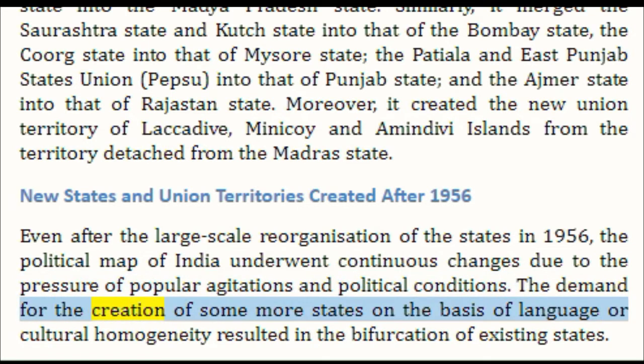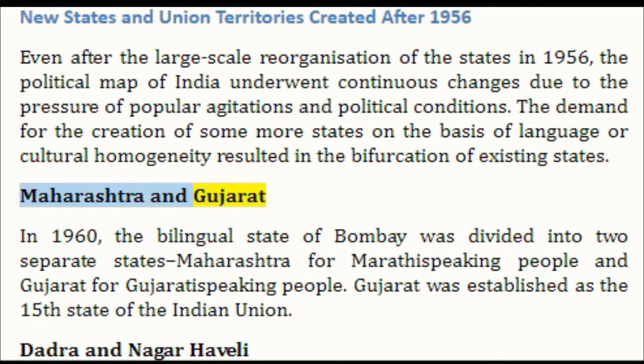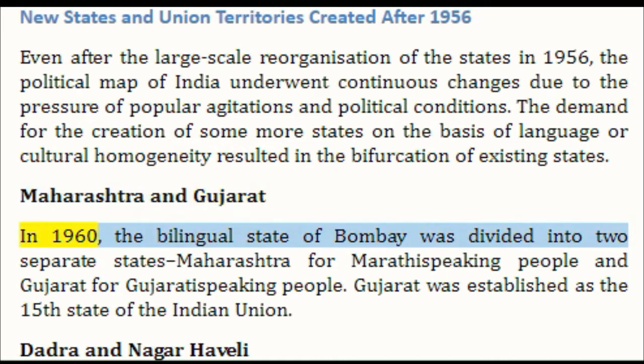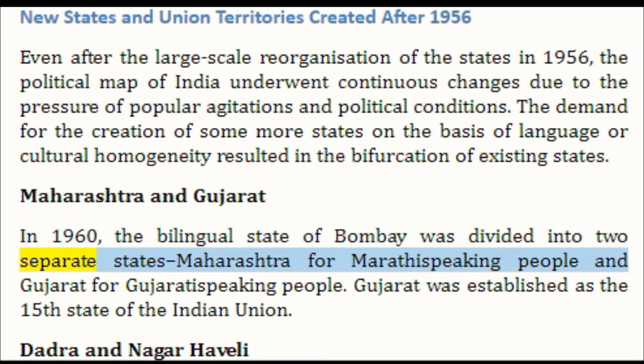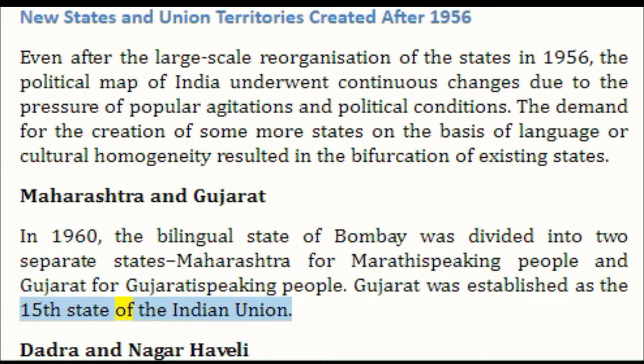The demand for the creation of some more states on the basis of language or cultural homogeneity resulted in the bifurcation of existing states. Maharashtra and Gujarat. In 1960, the bilingual state of Bombay was divided into 2 separate states, Maharashtra for Marathi-speaking people and Gujarat for Gujarati-speaking people. Gujarat was established as the 15th state of the Indian Union.